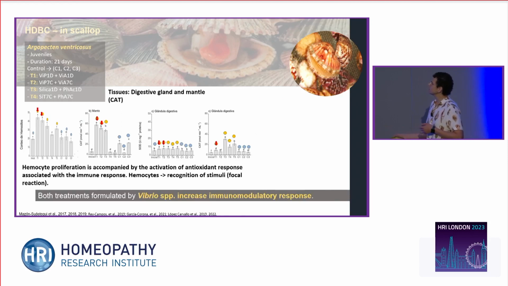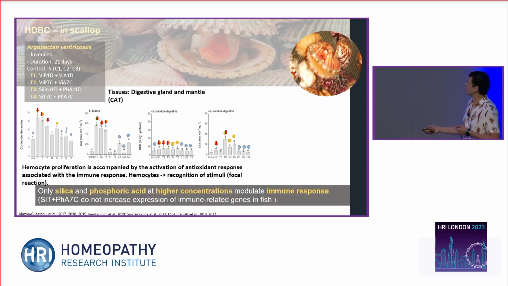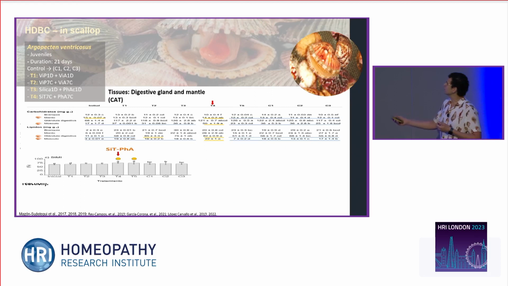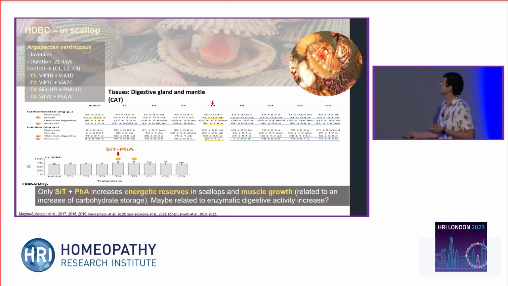And what we are looking at here is the quantification of hemocytes, which are the immune response cells from scallops, and we are looking at the enzymatic activity of the antioxidant response. What we see here is that both treatments formulated by Vibrio increase the modulatory response. So it replicates again. When we use it as a prophylactic treatment, the immune response is not highly modulated by silica, but again, by Vibrios it is. Also, we see an increase of carbohydrate energetic reserve when we use silica and phosphoric acid. So we are seeing the same response in different organisms here.